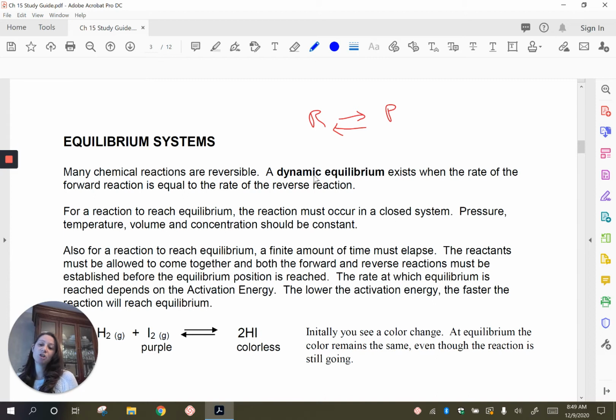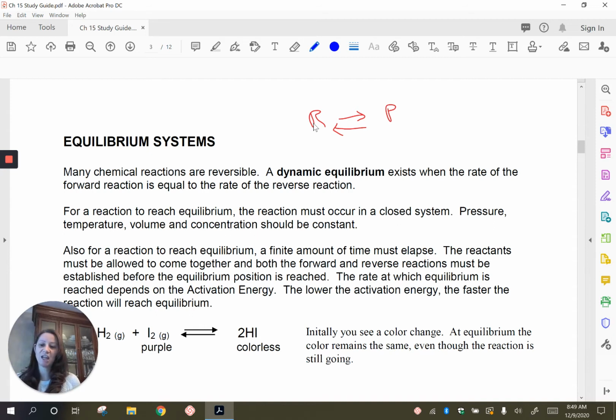And you reach equilibrium when the forward rate is equal to the reverse rate. So what that means is that the rate of the reactants reacting to form products is equal to the rate of the products reacting to form reactants. So for every reactant molecule that I use up to form products, one of the product molecules is used up to reform the reactants.